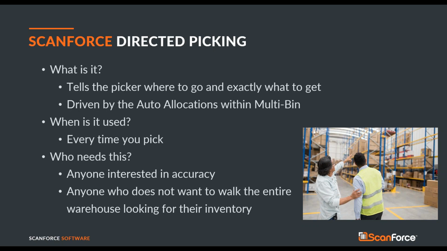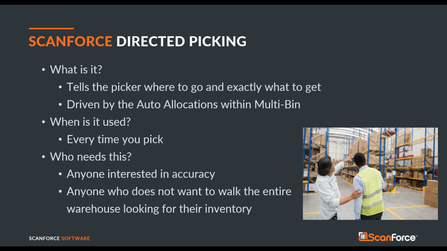It will tell the user, go down this aisle, go to this rack, this shelf, this bin, pull this item and this lot number. And they're going to scan it, and we're going to give them instant feedback. Remember that 2D barcode? We get instant feedback. It'll say, nope, you got the right item, but the wrong lot number. So it'll force them to correct that mistake. And all this is driven by the auto allocations that we just talked about in multi-bin.